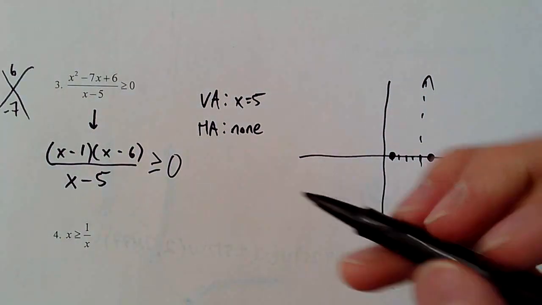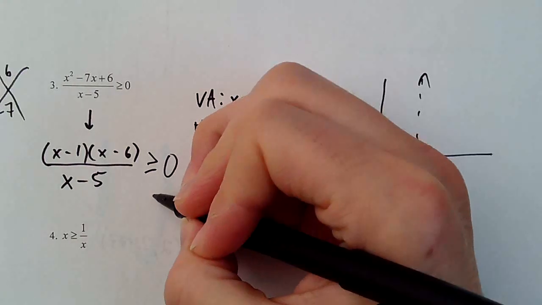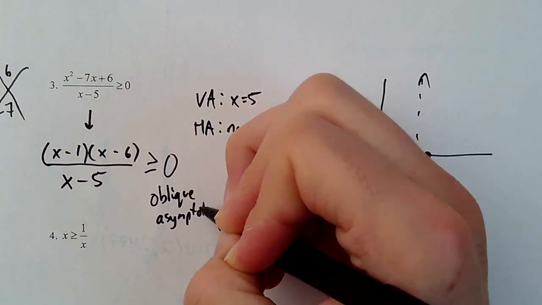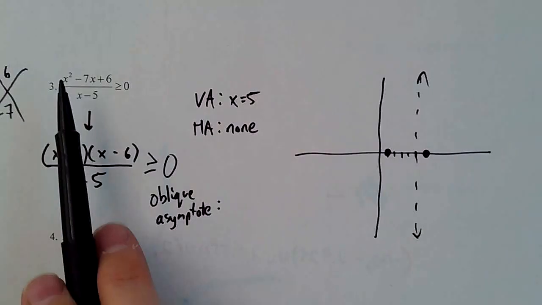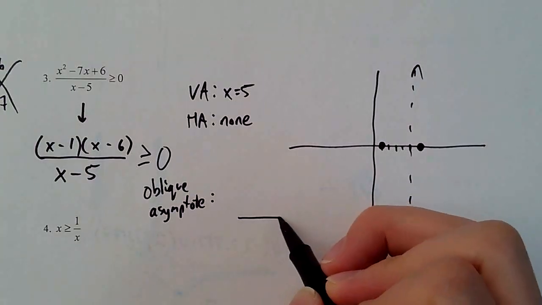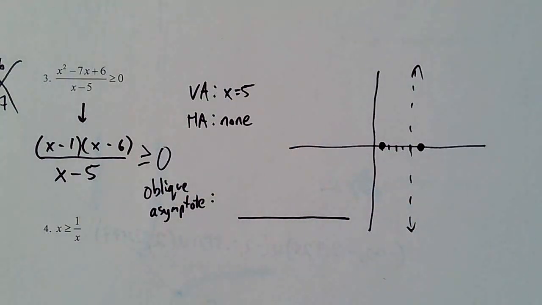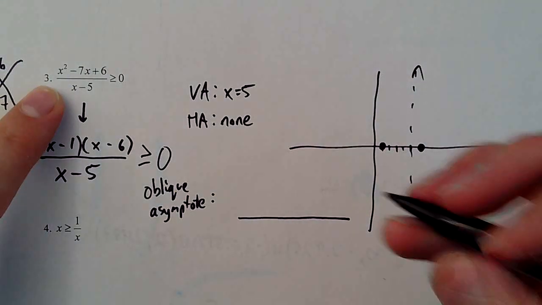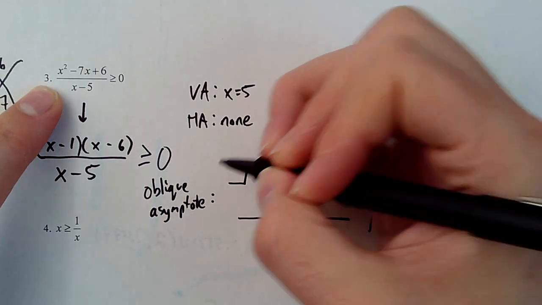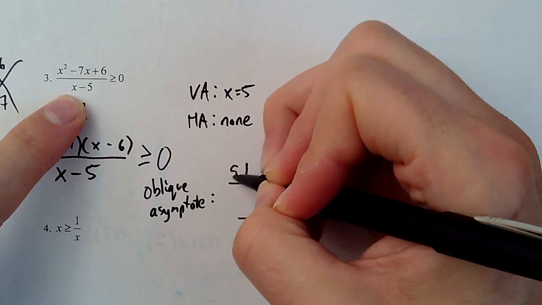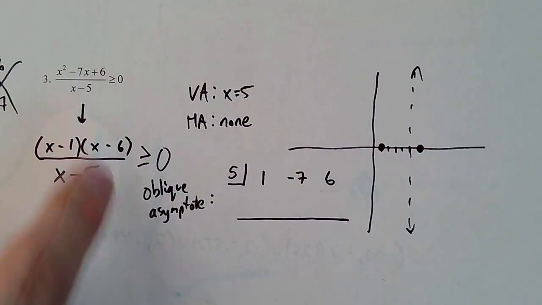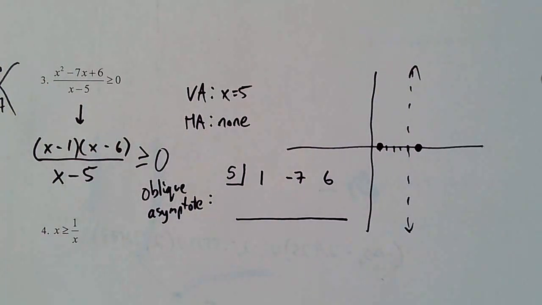Okay, let's talk about that slant asymptote. So we have an oblique or slant asymptote anytime that our numerator is 1 degree higher than our denominator. So we can figure out that oblique asymptote by doing a quick little division. So I'm going to do synthetic division. I'm just going to take the coefficients of my top, 1, -7, 6, and I'm going to divide by our factor, which is x equals 5. Notice we use the value of x, positive 5, not the factor, -5, or the x minus 5 there.